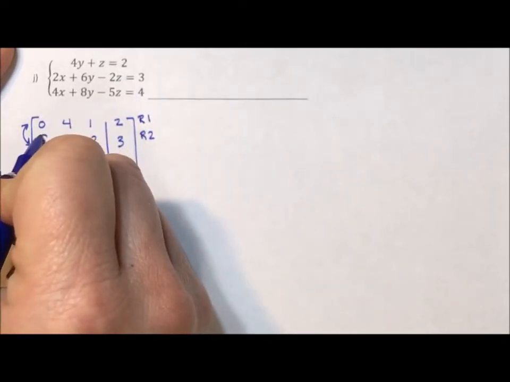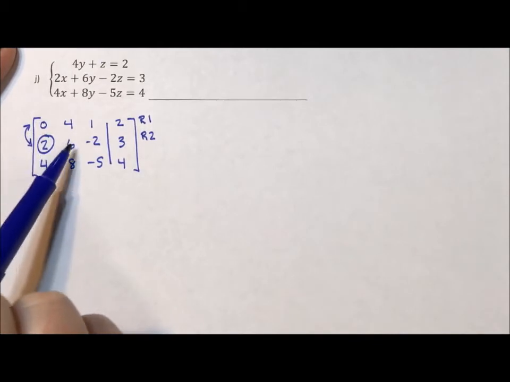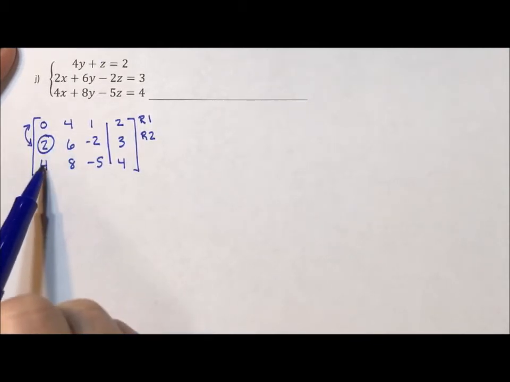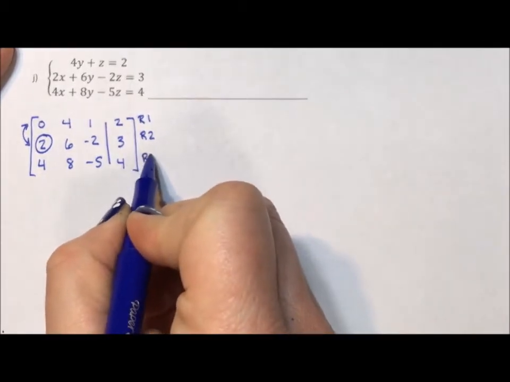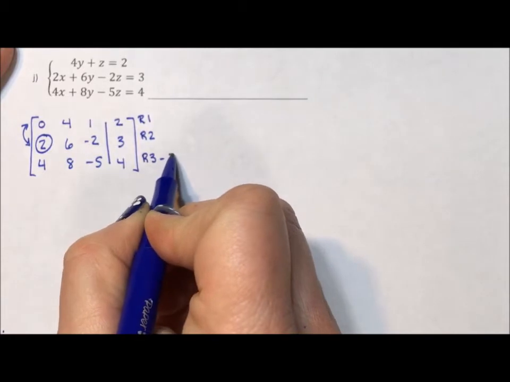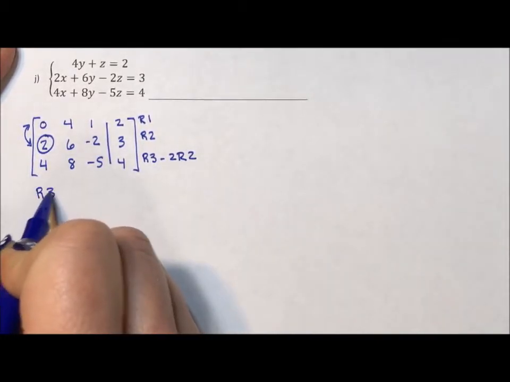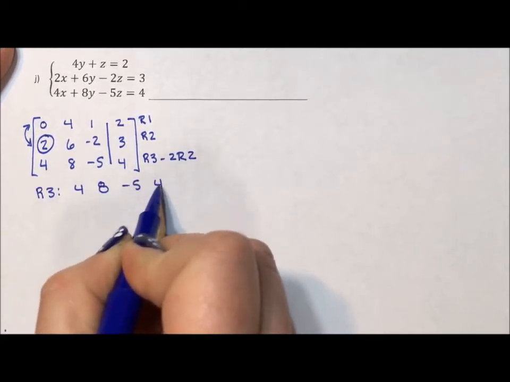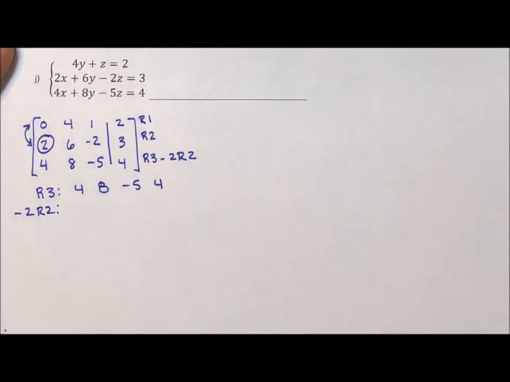And I'm going to pivot on this 2 to zero out the 4, because if I want 1s along the main axis and zeros everywhere else, this is 1, 0. I need that 4 to be a 0 as well. So I'm going to take row 3 and subtract 2 times row 2. So row 3 is 4, 8, negative 5, 4. And negative 2 row 2, notice I do a negative, not just a 2.